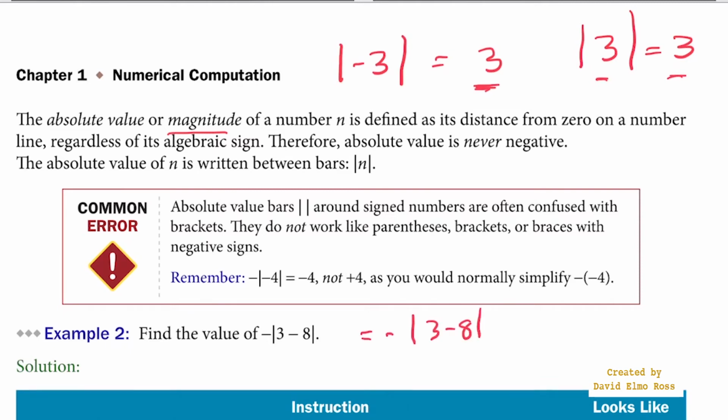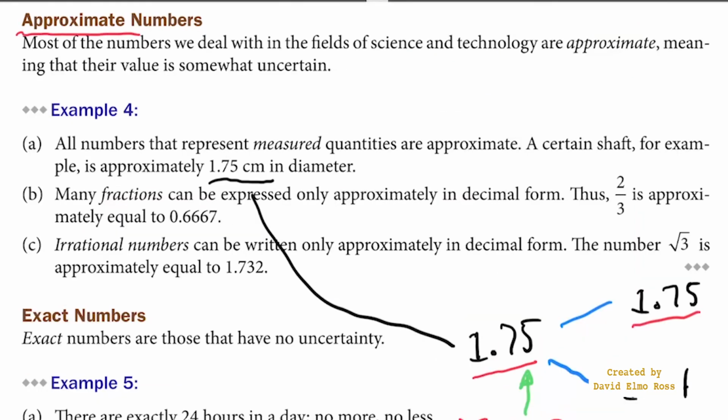Figure out what 3 minus 8 is, which is equal to negative of minus 5, which is equal to negative 5. Let's look at the concept of approximate numbers. Now counting numbers like 1, 2, 3, 4 are all exact.